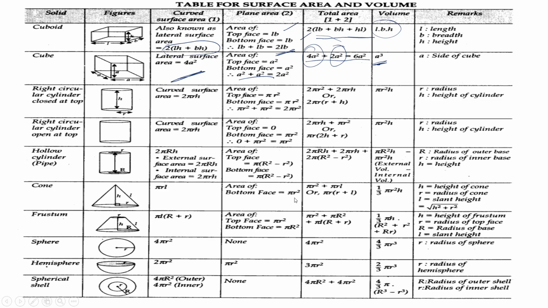So the bottom area will be pi R square. So the total surface area is pi R square plus pi RL, and the volume is 1 by 3 pi R square h. As I said, since it is a right angle triangle, L square is equal to h square plus R square, or L is equal to square root of h square plus R square.